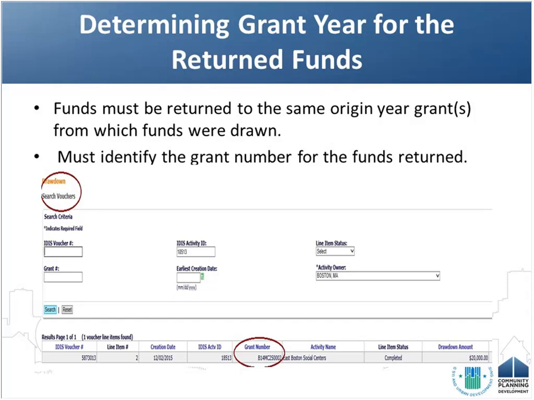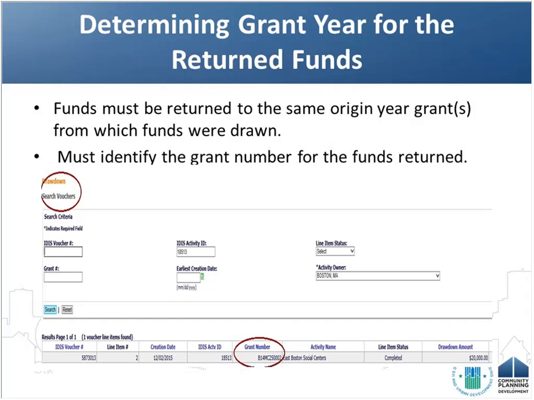Some grantees mistakenly think, oh, this admin activity I think was used for the 2016 program year. But actually the drawdown voucher really used the 2015 grant. So the funds will need to be returned to the 2015 grant. It's not the action plan year you think you used.